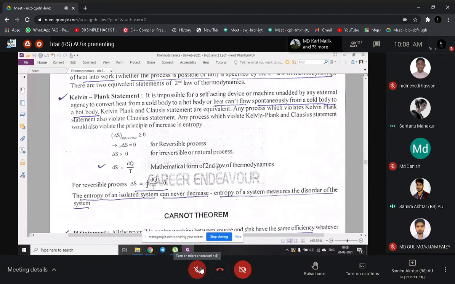Entropy is randomness. That means randomness of the molecule, randomness of the atom, or disorder. Basically, this is the disorder of the system. Here it is said that the entropy of the system measures the disorder of the system. That's why the entropy of the universe cannot decrease. It either increases or remains the same.